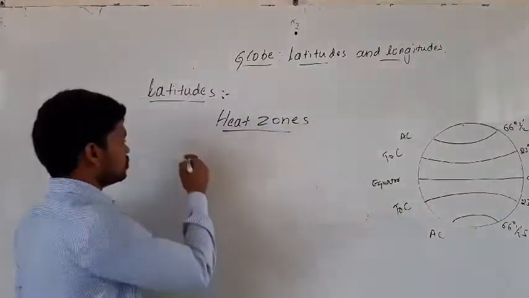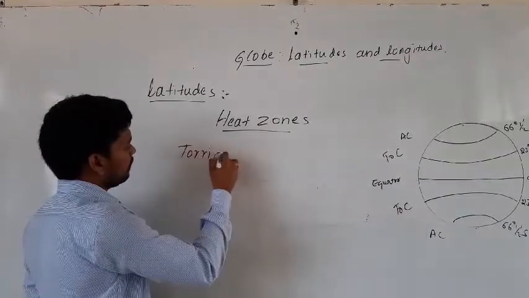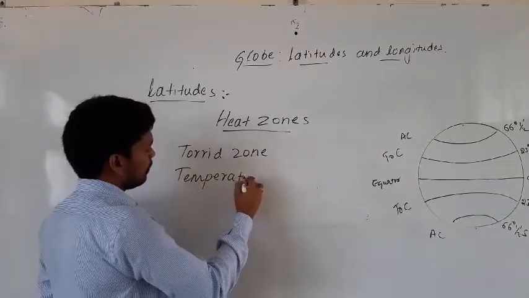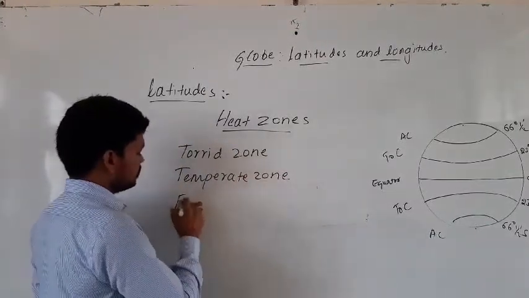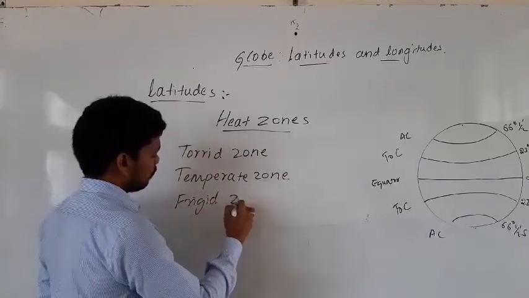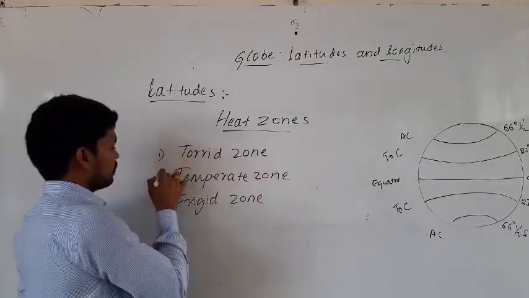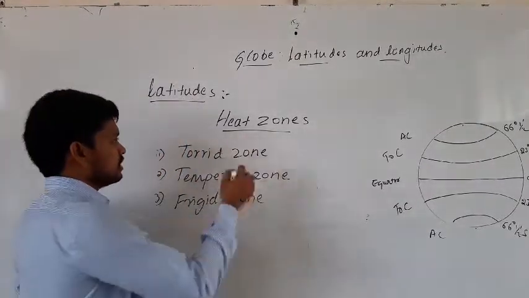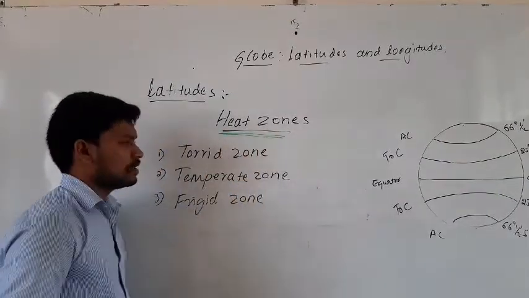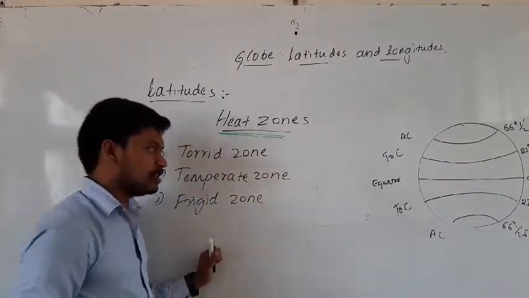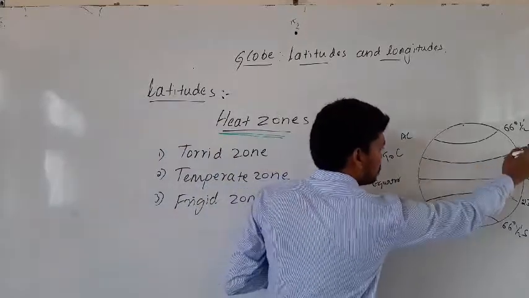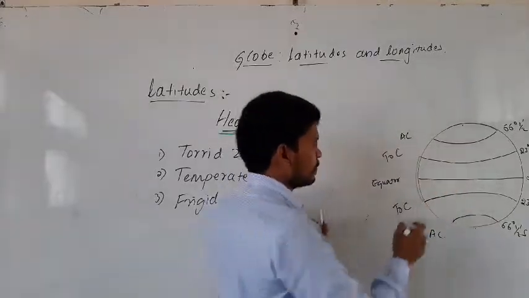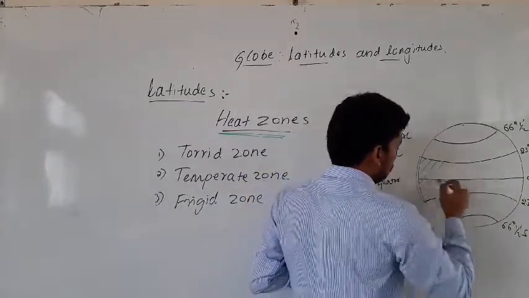One is the Torrid Zone. Another one is the Temperate Zone. Another one is the Frigid Zone. These are the 3 zones we have. The torrid zone is the zone which lies between the Tropic of Cancer and the Tropic of Capricorn. This zone is called the torrid zone.